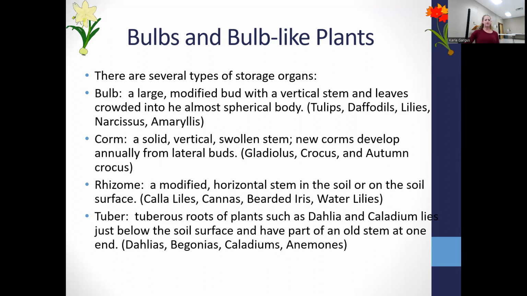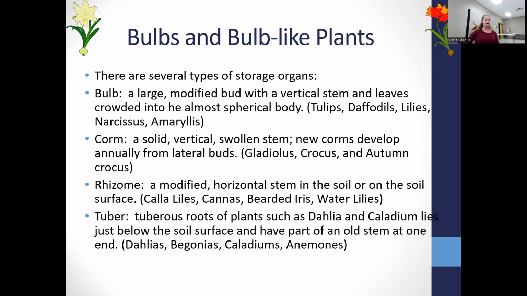Okay, so the types of storage organs. We have a bulb, which is a large modified bud, and it has a vertical stem and leaves, and it's kind of in a spherical shape. So tulips, daffodils, lilies, narcissus, and amaryllis are all bulbs. A corm, an example would be a gladiolus, a crocus, autumn crocus, and it's just a solid vertical swollen stem. New corms are going to develop off those lateral buds or lateral roots.